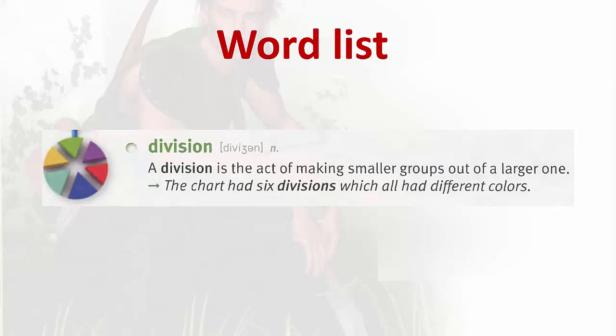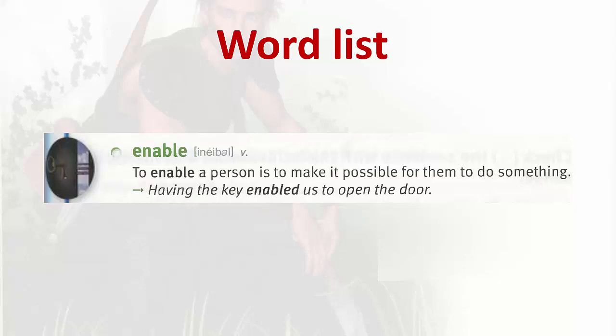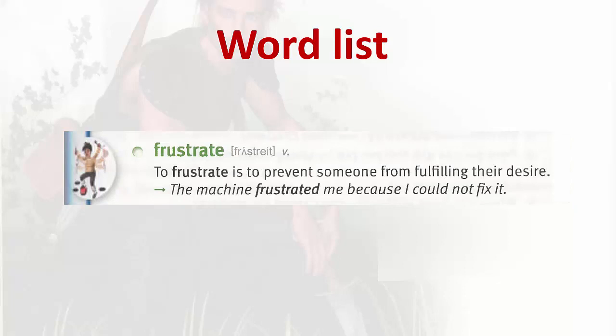Enable. To enable a person is to make it possible for them to do something. Having the key enabled us to open the door. Frustrate. To frustrate is to prevent someone from fulfilling their desire. The machine frustrated me because I could not fix it.